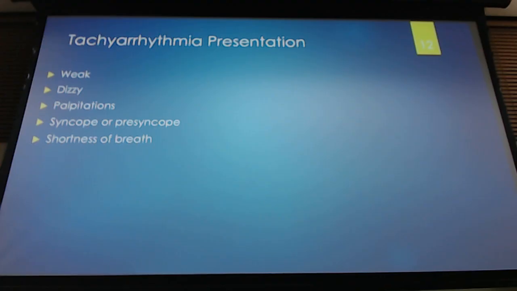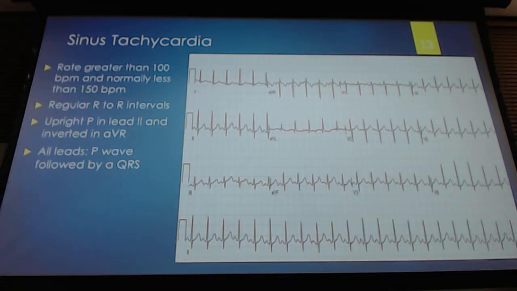How might these patients present? Well, all these patients with tachycardia oftentimes present very similarly. They're weak, they're dizzy, they're having palpitations. I felt like I was going to pass out, or I did pass out. Maybe I have shortness of breath. A lot of times they're going to have exertional symptoms. I'm okay if I sit down, but when I go to stand up and walk around or do something, I get more and more short of breath.